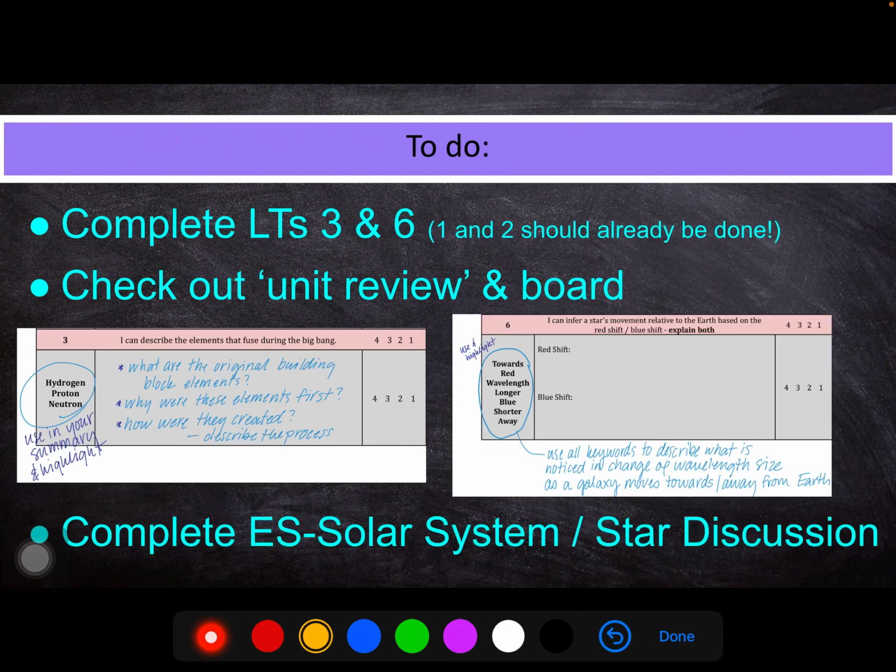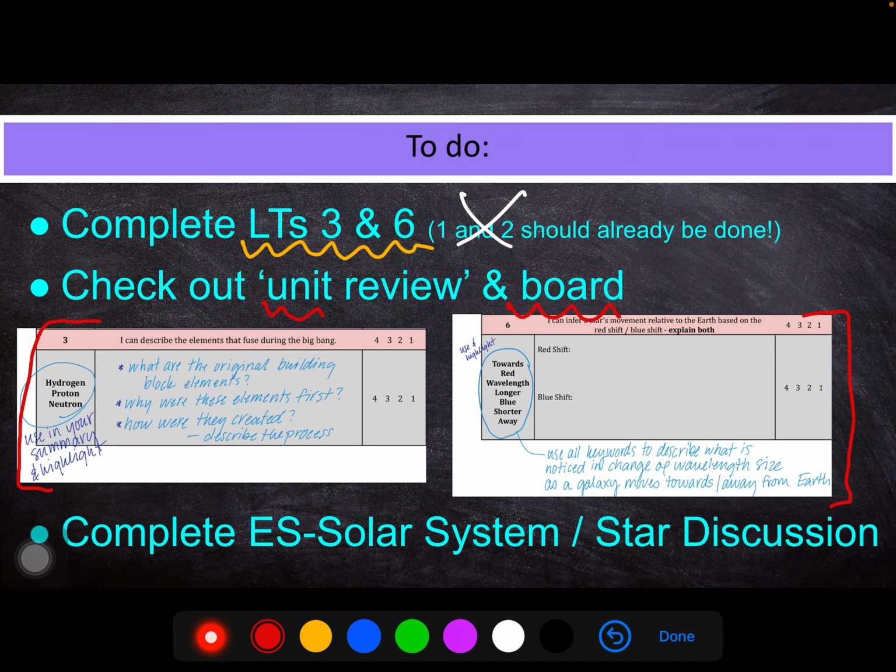Here's the remaining thing to think about then for today. You've got 2 brand new learning targets to crush through. You already should have 1 and 2 done, so nothing to do there. But you've got learning target 3 and 6 now that you should be able to complete. A couple things to help you out with that. I wrote in here a few notes or guiding questions to help you make sure you're answering all parts of the learning target. So you can pause the video at this time and look at these. They're also written on the board in our classroom if you're there today.